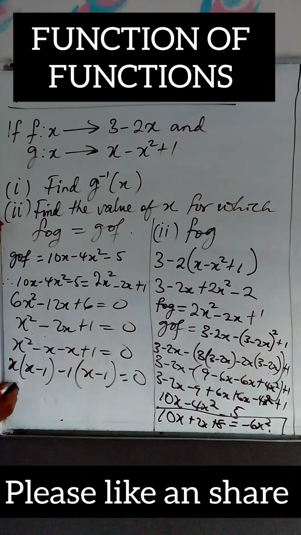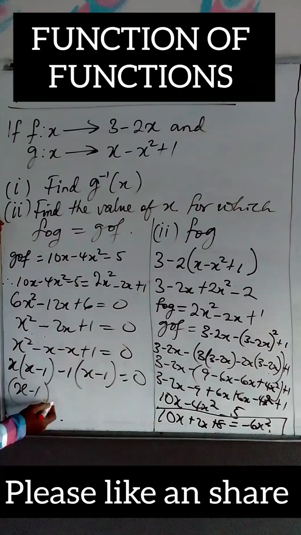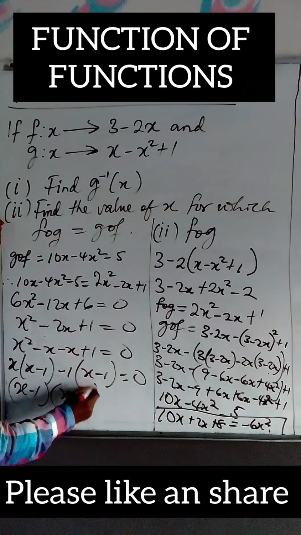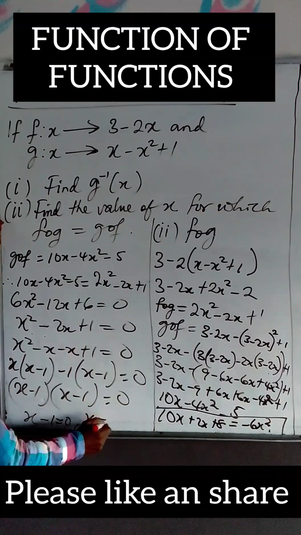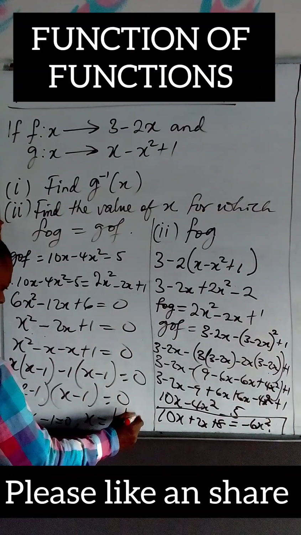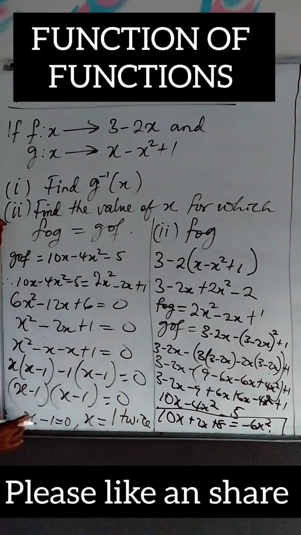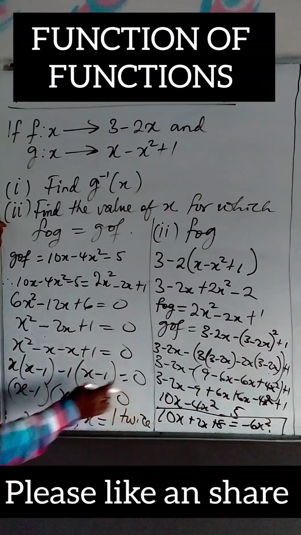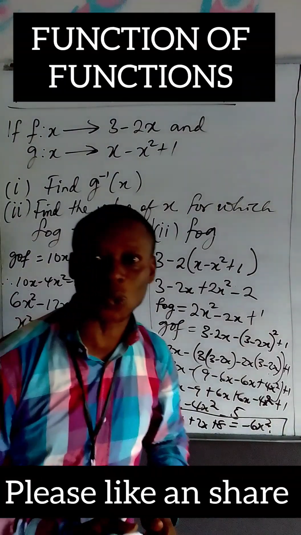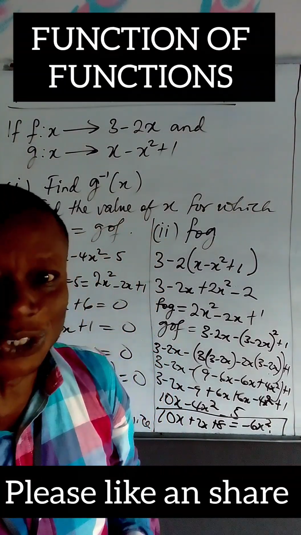So the first factor is x minus 1, and the second factor is also x minus 1. So x minus 1 equals 0, and x will be 1 twice. Our x will be 1 twice because if we equate this to 0, we have x as 1, and if we equate this to 0, we still have x as 1. So x is 1 twice. That is the solution of the problem.